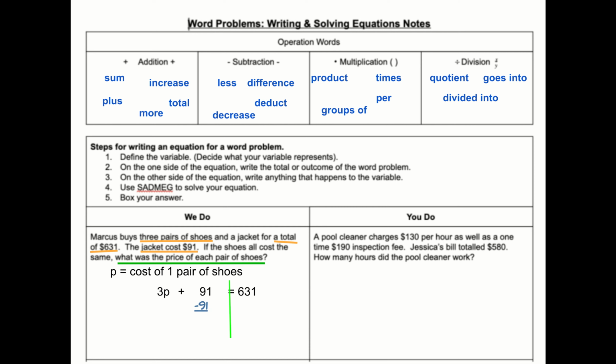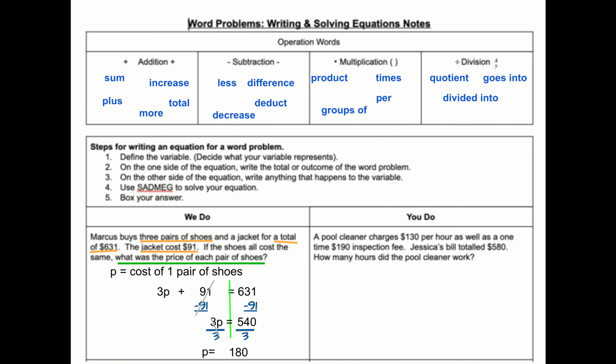To undo adding $91, we're going to subtract $91 from both sides. That leaves us with $540 on the right. 91 reduces to 0. We have 3P equals 540. To undo multiplying P by 3, we divide by 3. And on both sides, on the left, we have just 1P. And on the right, we have 180.